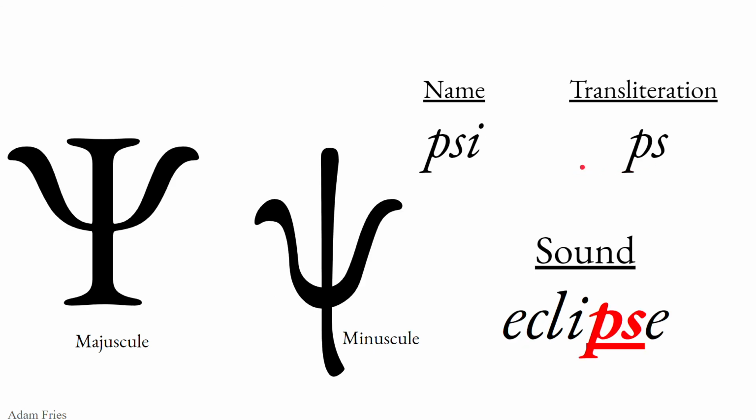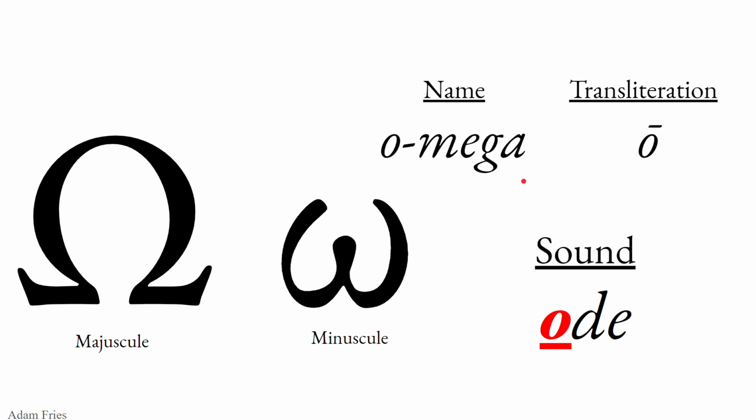And then we have psi. Get used to that one. PS, psi, like in eclipse. And of course, yes, Greeks do sometimes start words with psi. And then omega. So not omicron, we have omega. And it's really one omicron and then another omicron fused together. So we get omega, big O. And we transliterate this guy as an O with a macron over it.